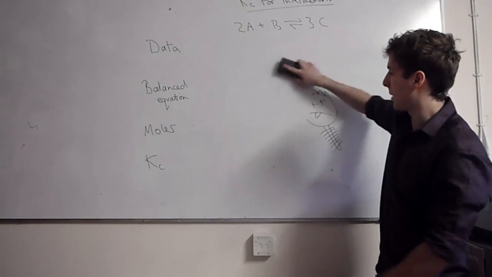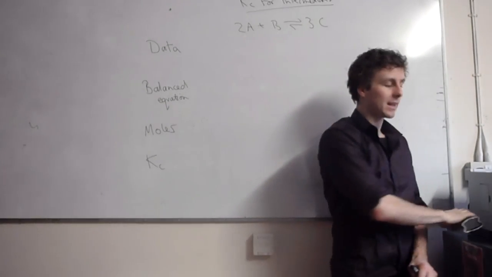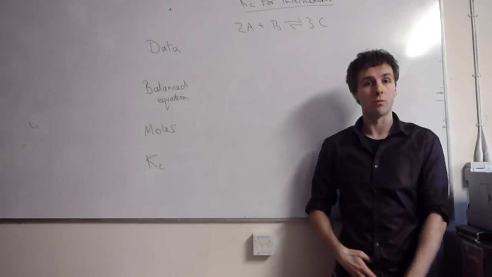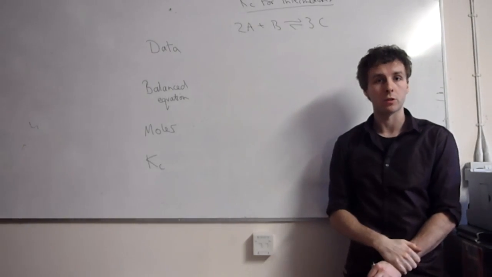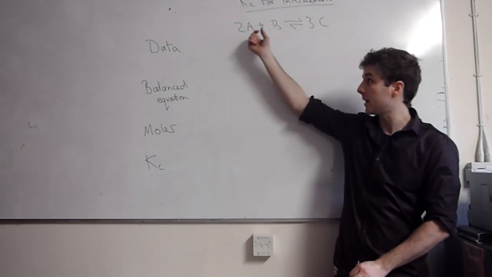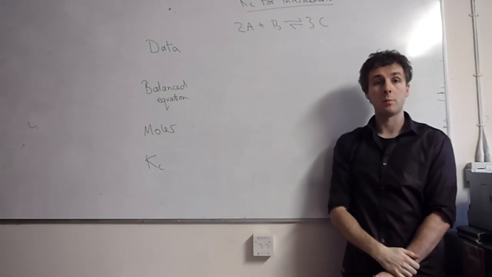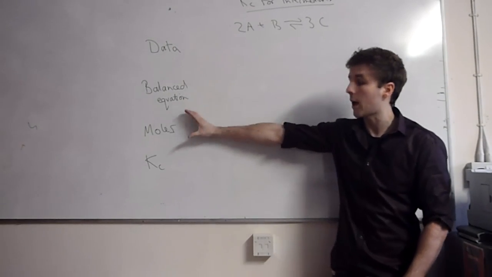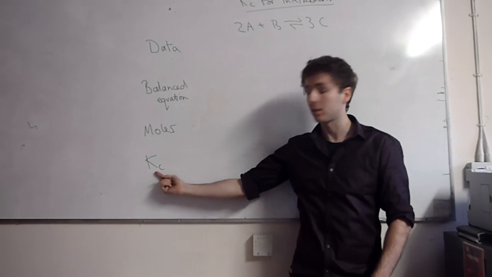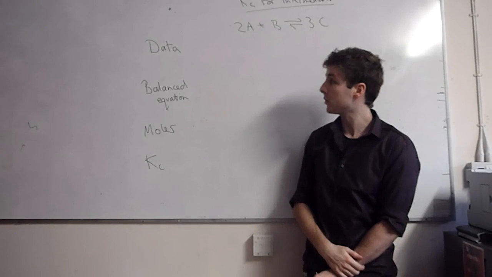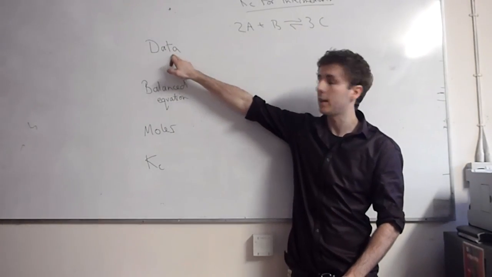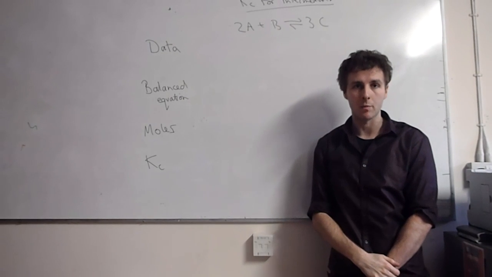What we are going to talk about is how to calculate Kc when the examiner gives you your starting number of moles of your reactants and products. So I've got an example equation here: 2A plus B reversibly goes to 3C. And all we're going to do is go through these 4 steps, one at a time, in order to calculate our Kc. The first thing we're going to do is look at our data, the information given to you by the examiner.